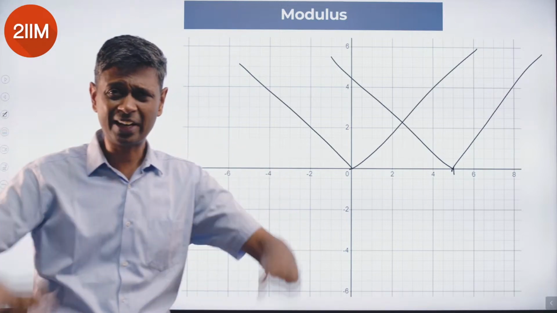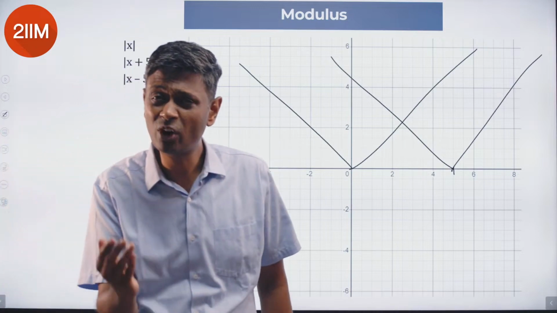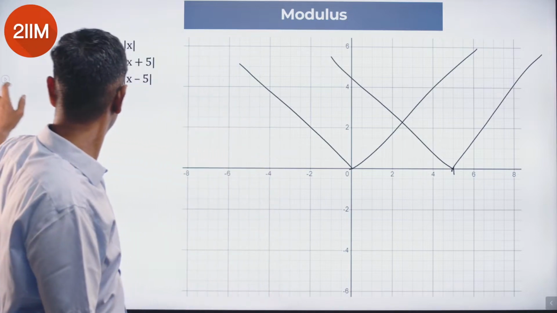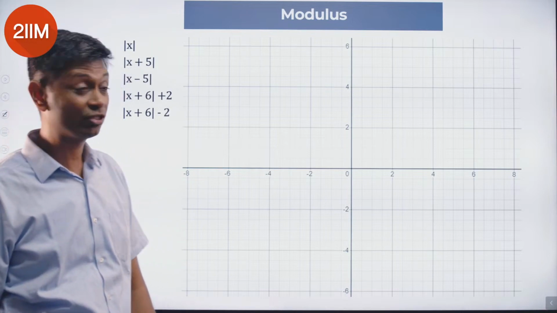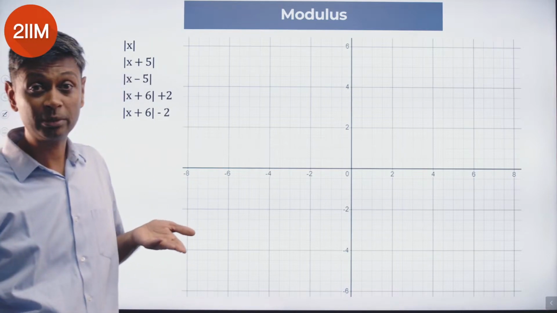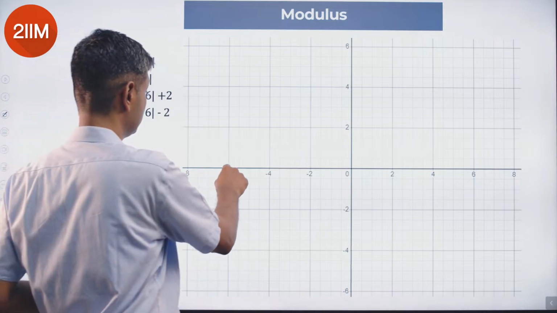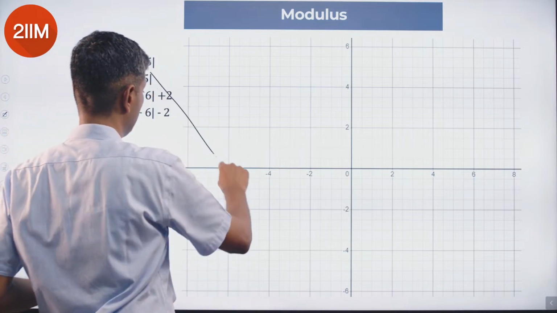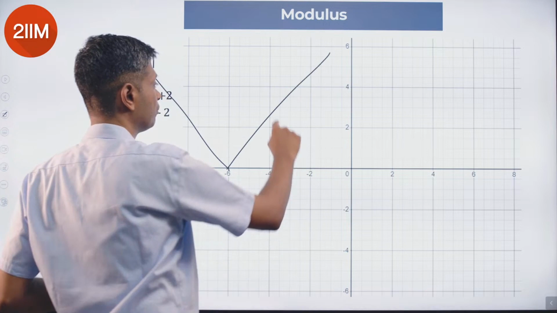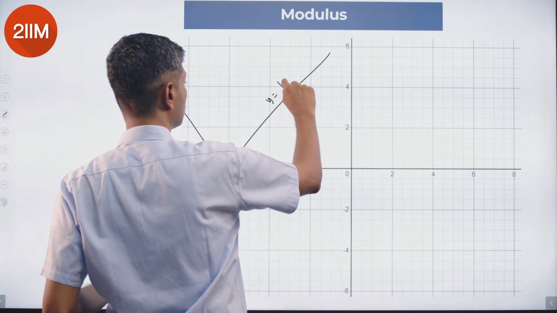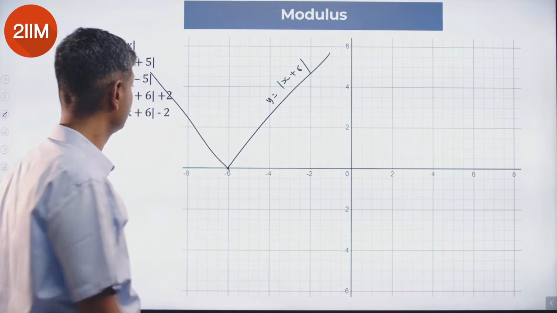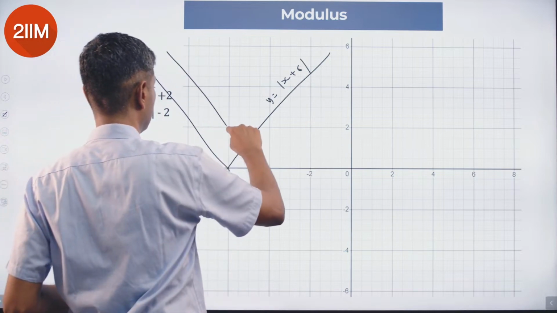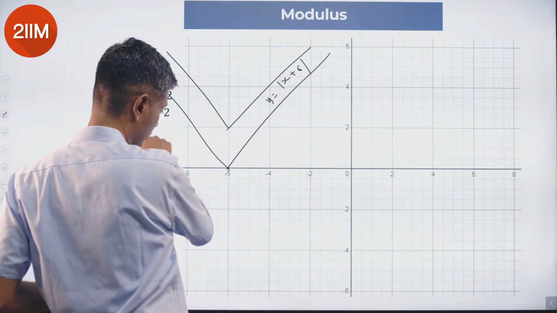Obviously, we're not going to say we crack this, we leave it at that. We complicate it. We complicate that a little bit. Modulus of x plus 6 plus 2, x plus 6 minus 2. This is minus x. This will be y equal to modulus of x plus 6 plus 2. Maybe we have minus 2.